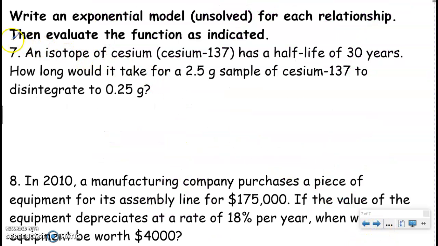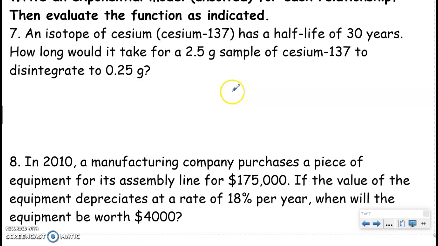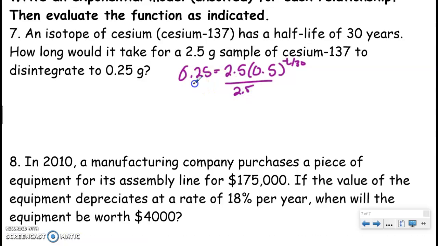Last two. An isotope of cesium-137 has a half-life of 30 years. How long will it take for a 2.5 gram sample of cesium-137 to disintegrate to 0.25? So we're going to do t divided by 30 there. Same process. Divide by 2.5. So 0.25 divided by 2.5 is 0.1. 0.5 to the t divided by 30 power.